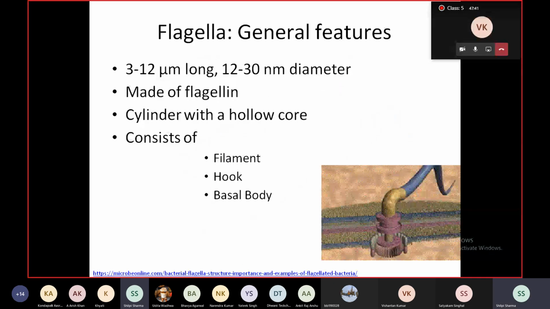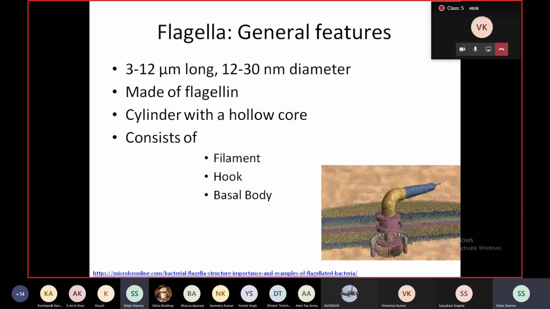Bacterial flagella are long. They could be from 3 to 12 micron long and approximately 12 to 30 nanometer in diameter. It rotates like a propeller and it consists of 3 parts. The long filament that you see moving here, which protrudes from the cell surface. Then there is a hook which is anchored into the cell envelope.